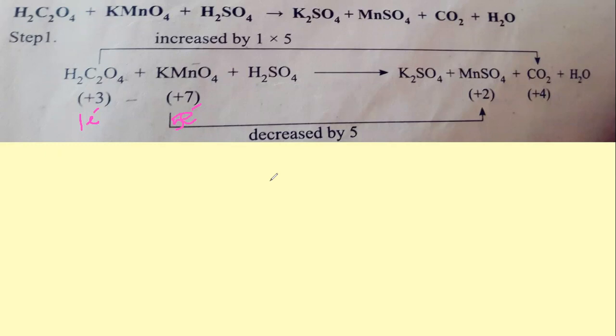So before that we have to check for the electron count. Now here this gets decreased by 5. So we have to check for their balancing also. See here, 1 manganese, in the product side also 1 manganese. So no need to multiply with any number because they get balanced.